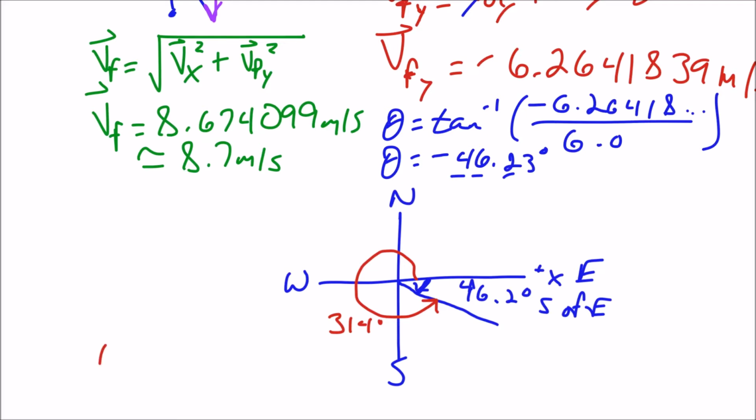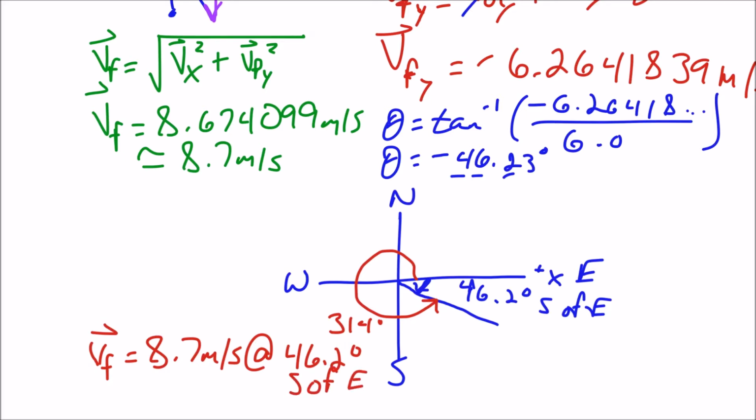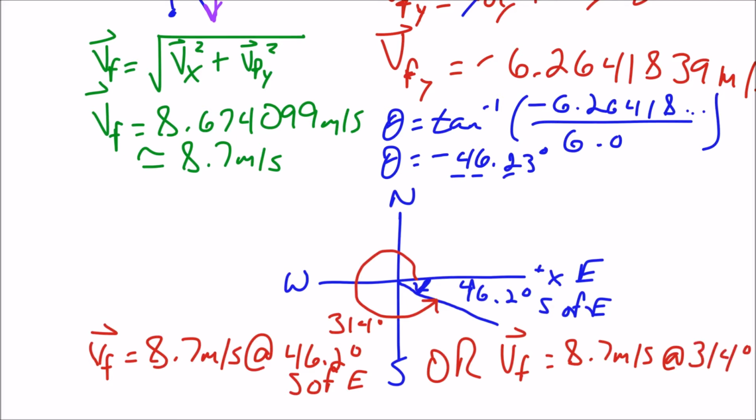So we're going to say that that overall final velocity vector is equal to 8.7 meters per second at 46.2 degrees south of east, okay, or the final velocity vector is equal to 8.7 meters per second at 314 degrees. And we just leave it at that. Okay, so either of these answers here would be correct for that final one.